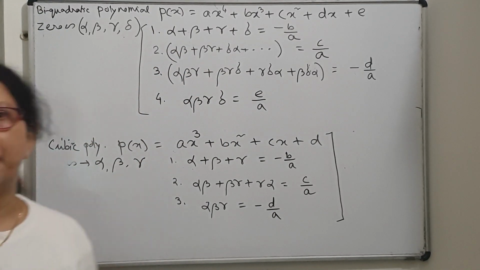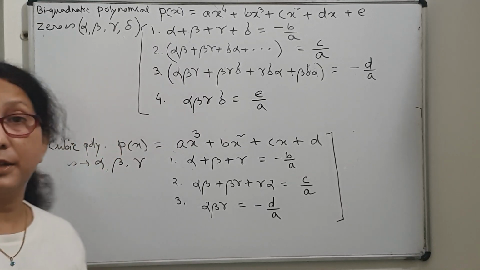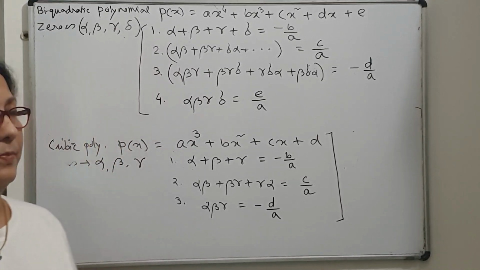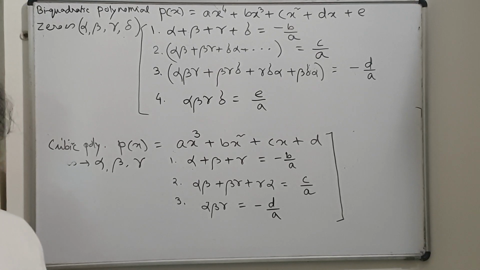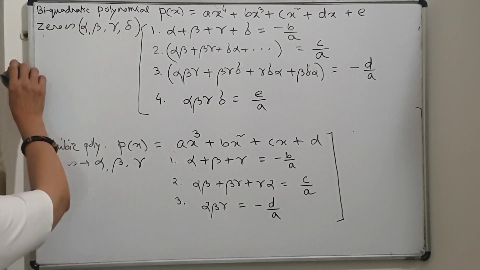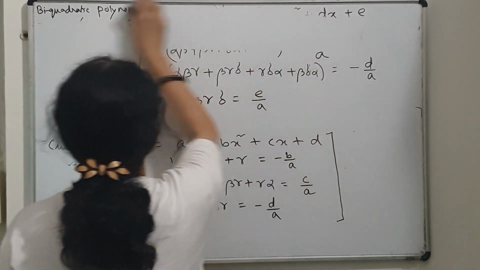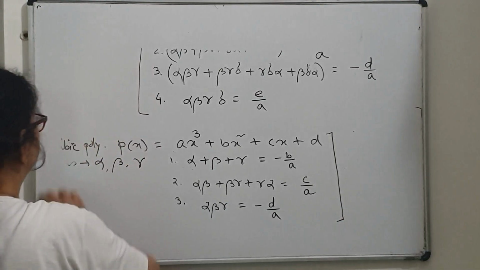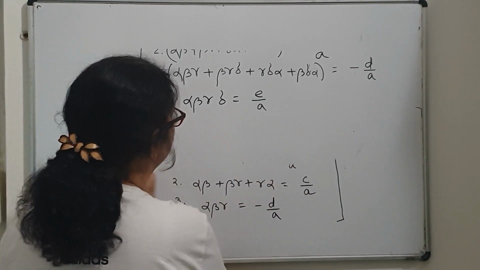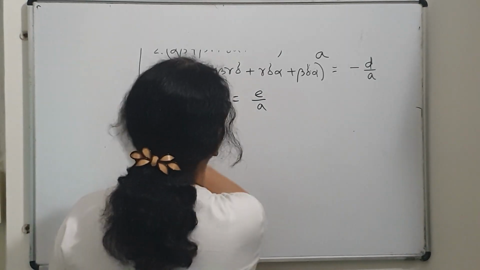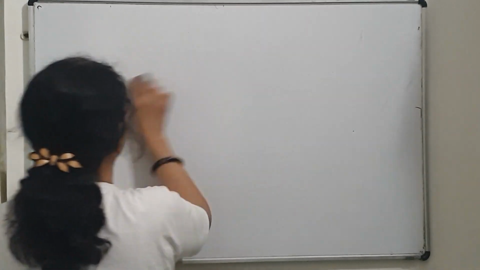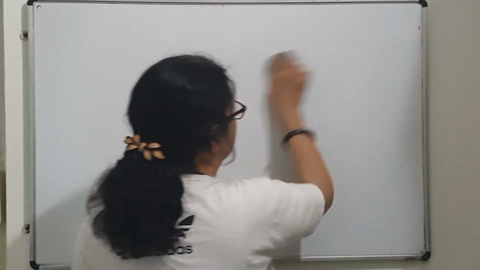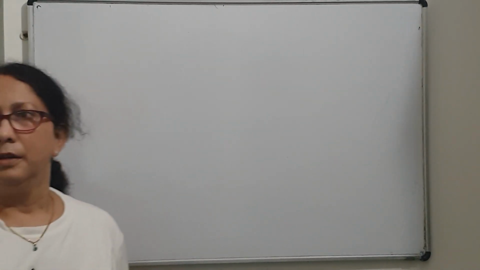Okay, now I will show you the application of the relationship. Why have I learned this relationship between zeros and coefficients? Because they help us in solving some questions. So I will show you one question.